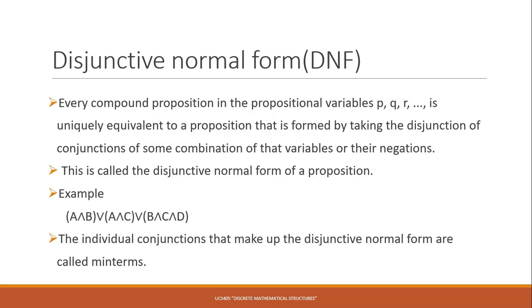Like we have an example here: A and B, or A and C, or B and C and D. The individual terms here are known as min terms. So we can say that we have formed this expression by taking disjunction of conjunctions of the variables or their negations.